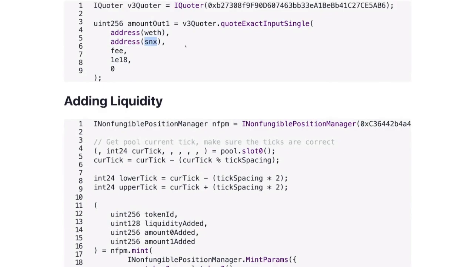And shout out to Synthetix, by the way, they've been doing super well recently. And that's another one I would love to cover at some point when they do their V3. Oh yeah, that would be cool.